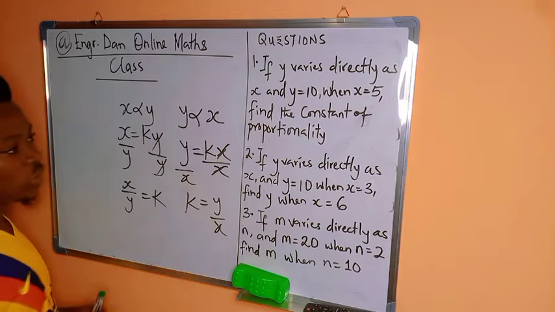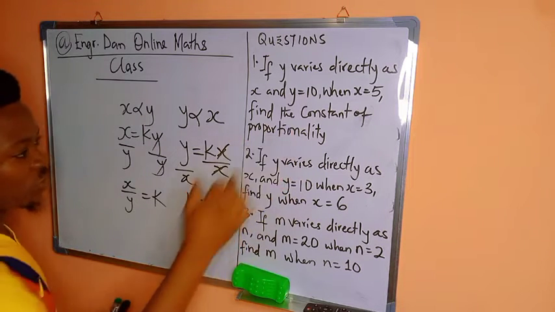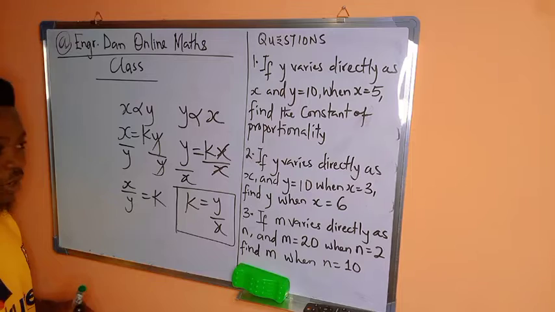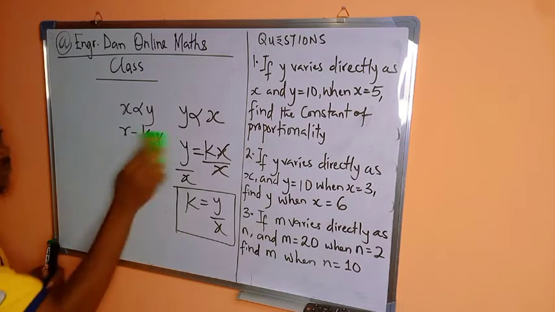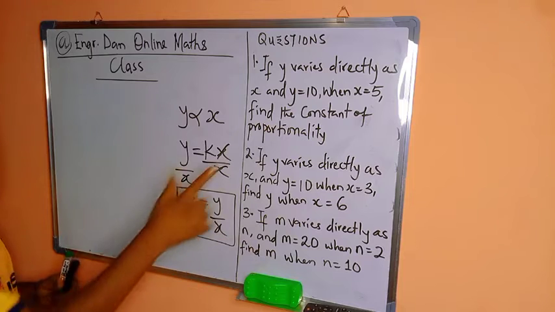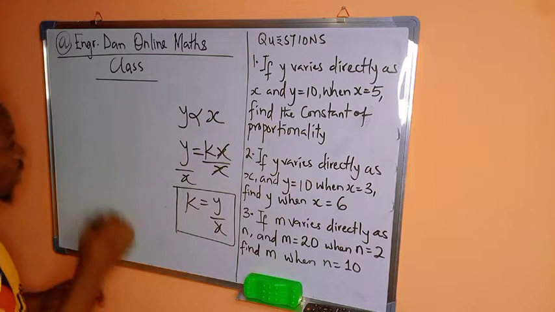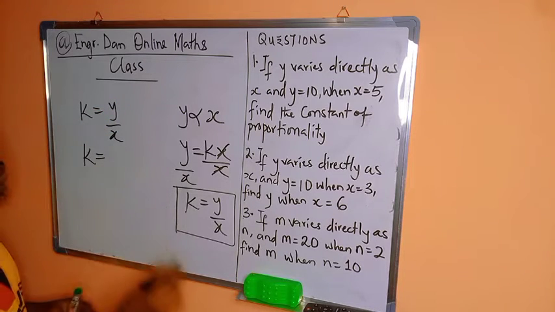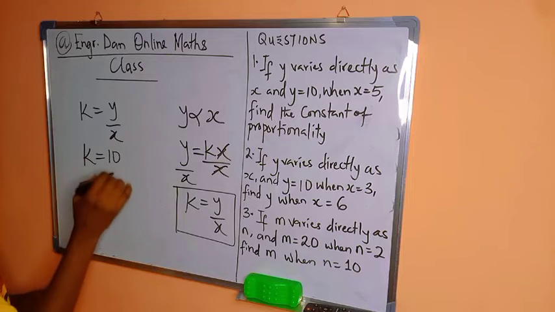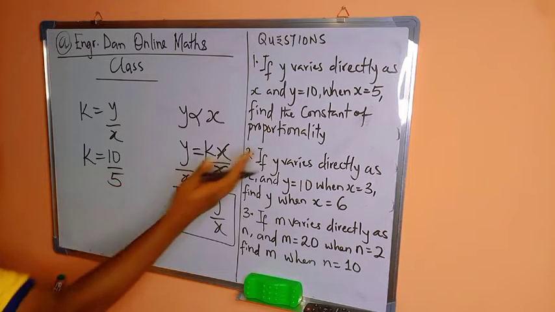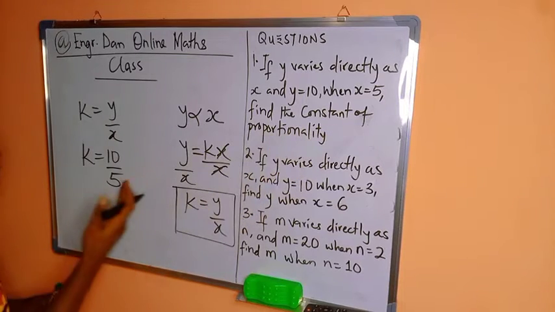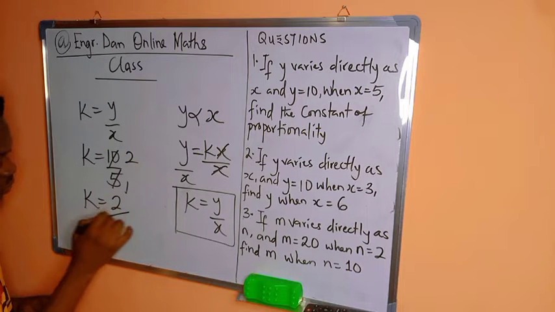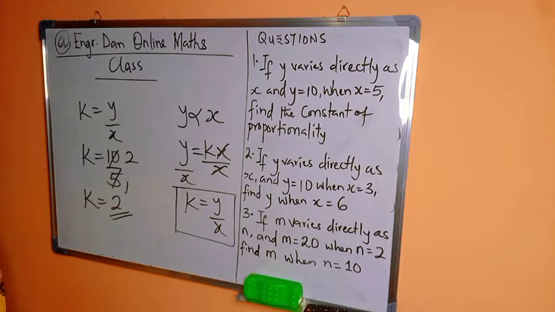All right. Since we're looking for the constant of proportionality from the first question, we just need to apply this formula. Let's try that now. Applying this formula for question number 1, we can say k equals y over x. y is 10 and x is 5. We just substitute the value of y as 10 and the value of x as 5 here. Reducing that, we know that k is 2. Easy peasy, very simple, right?